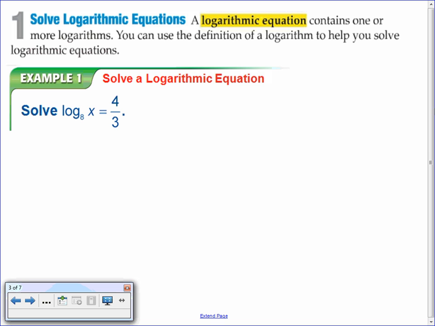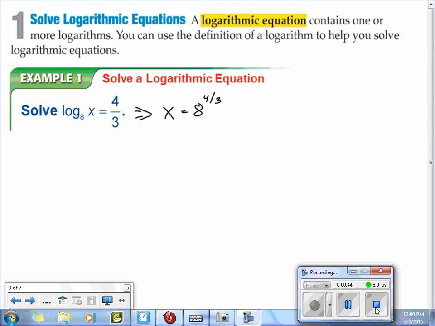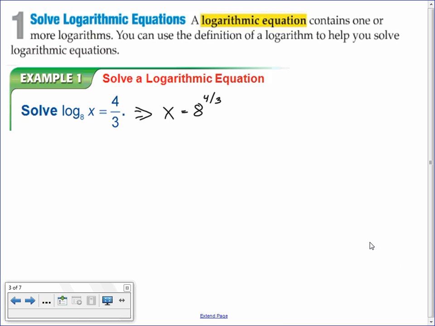So, when we're getting ready to work through this one, what we want to do here is basically translate this over just like we were working with last week. X equals 8 to the 4/3 power. Okay, so once you've translated these over, let's go ahead and change 8 to the 4/3 power.